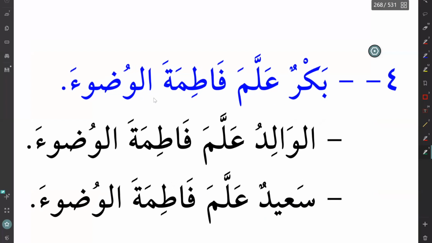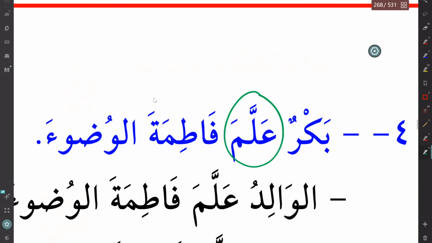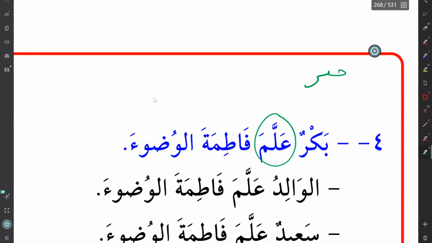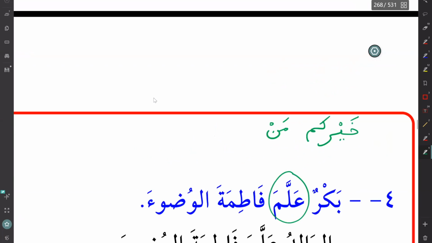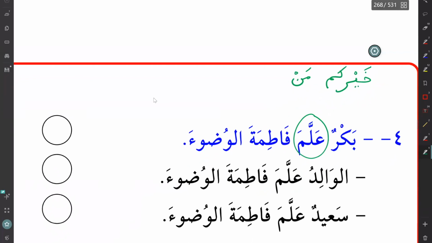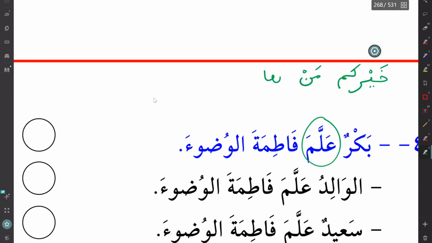What is this verb? This verb is important. Allama. What is allama? Not quite. Okay, so that's good. The reason why I'm writing this one is good.